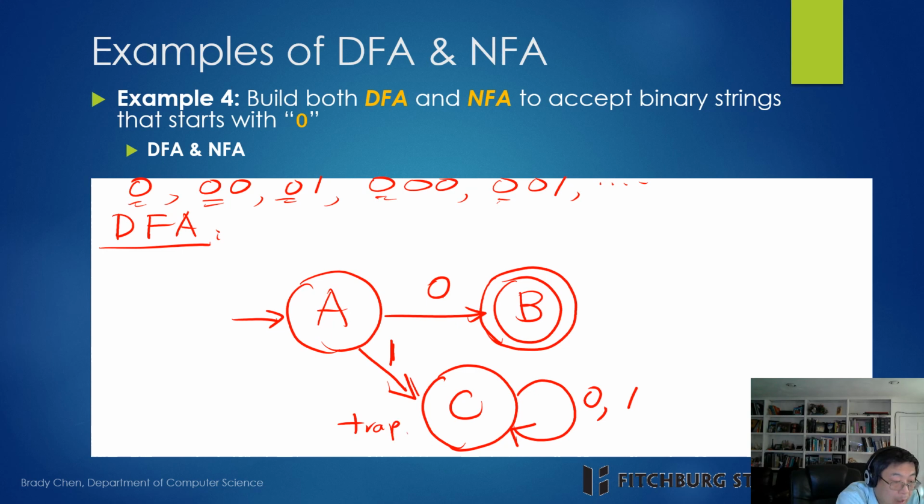right? Now, if it actually starts with 0, we end up in accepting state B, and then it doesn't matter what the follow-up input value is, either 0 or 1. It's going to stay in the accepting state, right? So it's pretty simple for the DFA in this case.